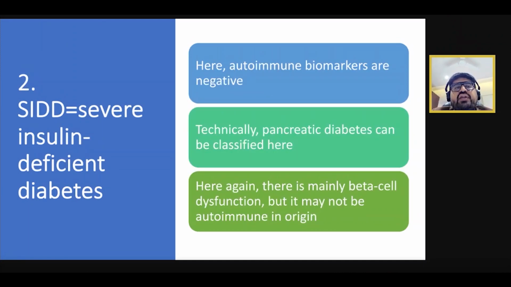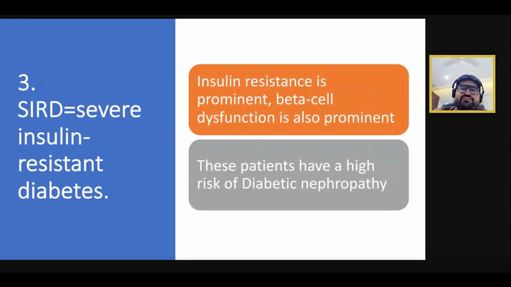Second is severe insulin deficient diabetes. Here you have autoimmune biomarkers negative, but you tend to have beta cell dysfunction. Typically, your pancreatic diabetes will be classified as the severe insulin deficient form of diabetes, especially when it is over a long period of time. So this is again in the spectrum, if you see, insulin beta cell dysfunction, which is the main problem here. But it is a situation where you tend to have autoimmune markers which are negative.